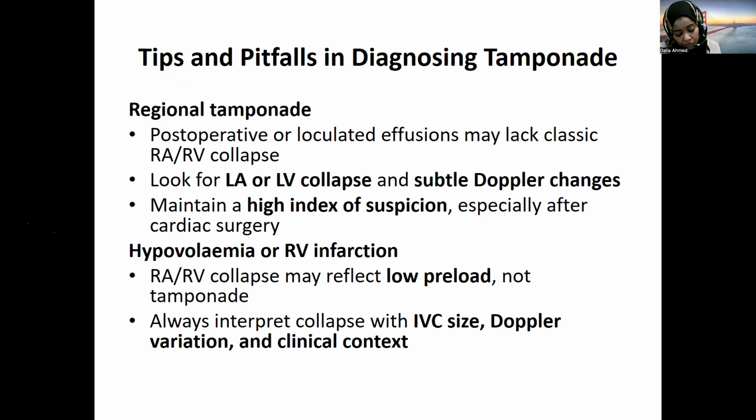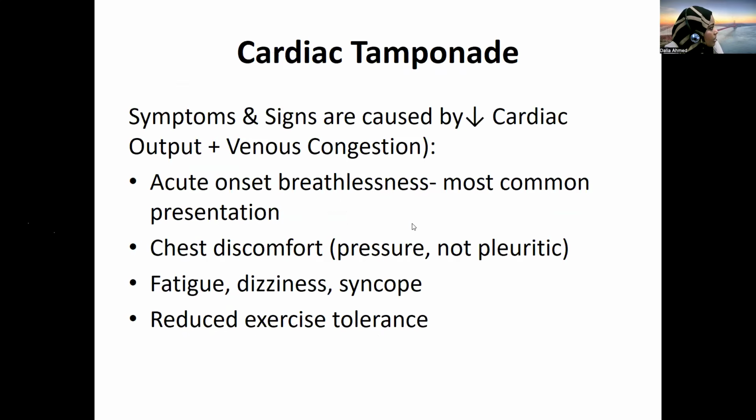So if you're doing echo for a patient and you see right atrial collapse or right ventricular collapse, it's not always tamponade. It might be just hypovolemia. IVC also has to be interpreted in the clinical context, and whether the patient is hypovolemic or not. Symptoms and signs are caused by reduced cardiac output and venous congestion.